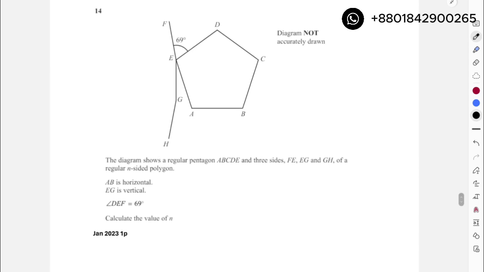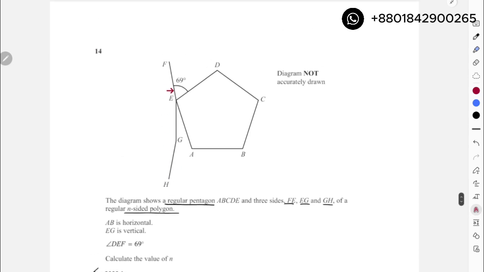This is from January 2023, paper 1. The diagram shows a regular pentagon ABCDE, and three sides FE, EG and GH of a regular n-sided polygon. Like this one would continue, right? I do not know how many sides this n-sided polygon has, but I know that this is a regular pentagon, and the angle difference between this n-sided polygon and this pentagon is 69 degrees. We need to find out how many sides that regular polygon EFGH has.